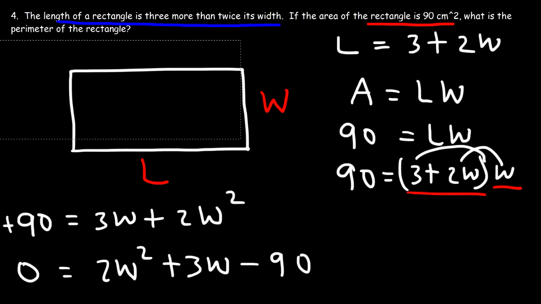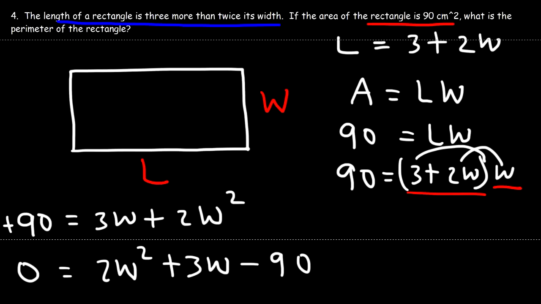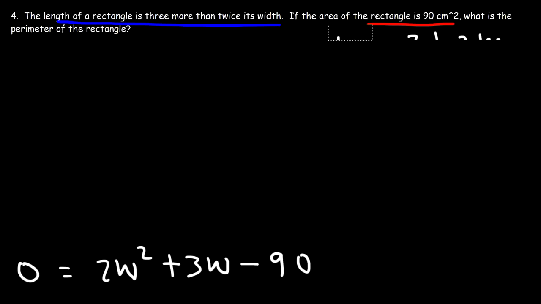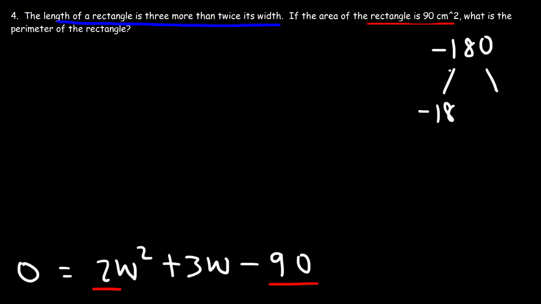Now, in order to solve for W, we either need to factor or use the quadratic formula, because right now this is a quadratic equation. Let's see if we can factor. First, we need to multiply the leading coefficient by the constant term. 2 times negative 90 is negative 180. Now we need to find 2 numbers that multiply to negative 180 but add to 3. So we could try negative 18. Negative 180 divided by negative 18 is 10. But these 2 numbers don't differ by 3.